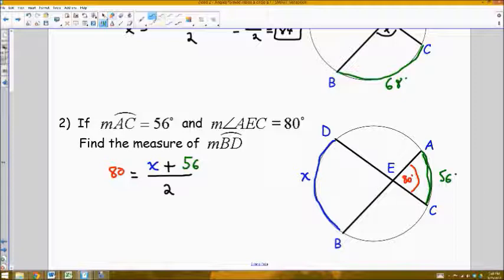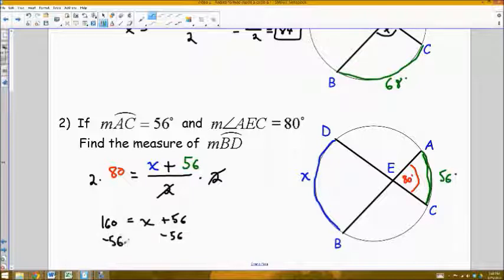When I go to solve this equation for x, I'm going to start by multiplying both sides by 2. If I multiply both sides by 2, my 2's will cancel out on this side. That way I don't have to deal with the fraction. 2 times 80 is 160 equals x plus 56. Then I'll just subtract 56. Just a little bit of equation solving so that I get x is equivalent to 160 minus 56, or 104 degrees.